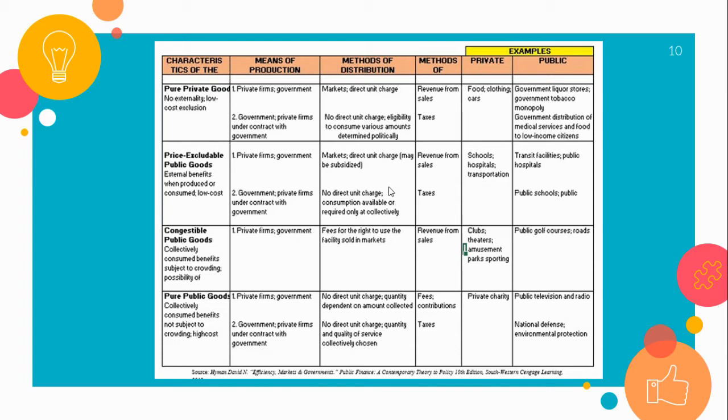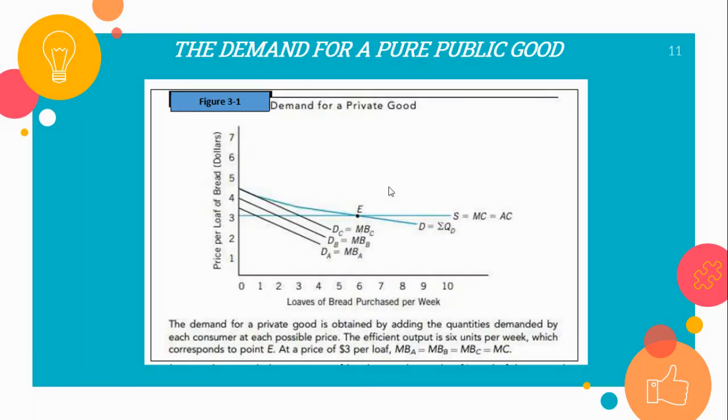So this is the summary of the different characteristics of the goods. So pure private good, price excludable public goods, congestible public goods, and pure public goods. We can check what is the means of production, what is the method of distribution, and the different examples of private and public.